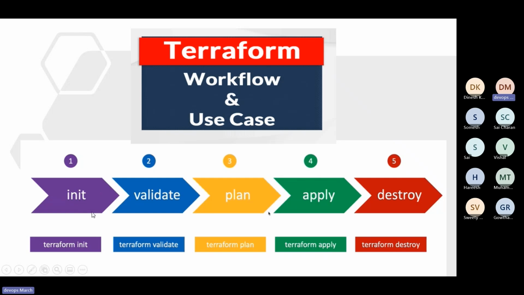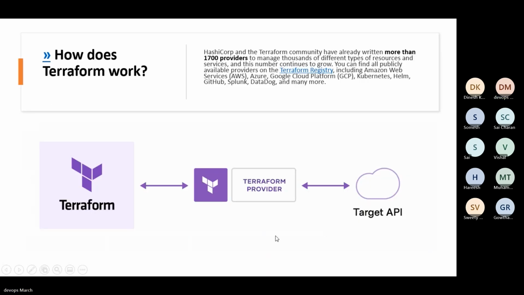How the pipeline will execute: once you have written the code, it goes to init, validate, then plan and apply. Apply is for creating. Plan is for execution. But let us understand what validate, init, plan and apply are. If I go back, what we have discussed is that when we are writing the Terraform code, it will be connecting with the provider information, and that will be connecting to the target API, right? So that's the first step here.